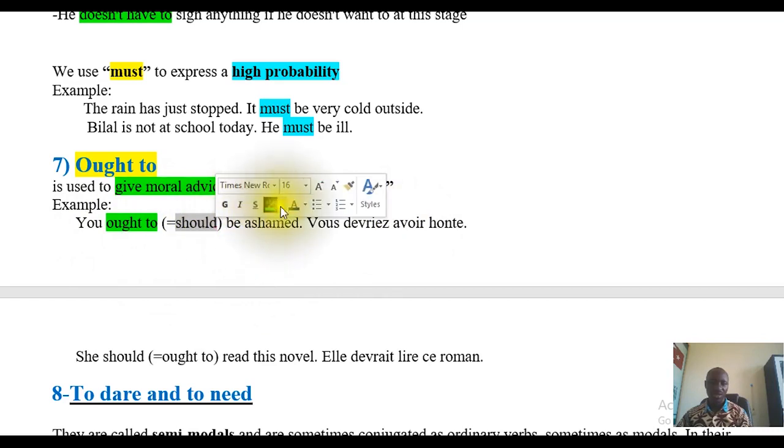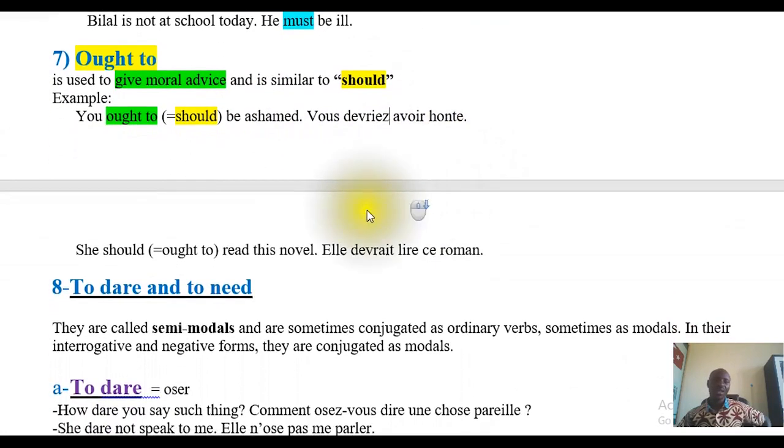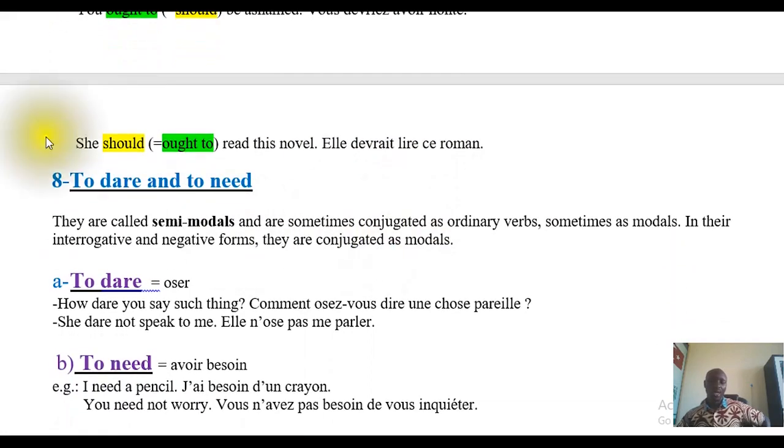Same. I put this in yellow. Okay. You should be ashamed of the amount, or you ought to be ashamed of the amount. Okay. Now she should read this novel, or she ought to read this novel. You see the same. Elle devrait lire sûrement. Okay, let's see the last part.